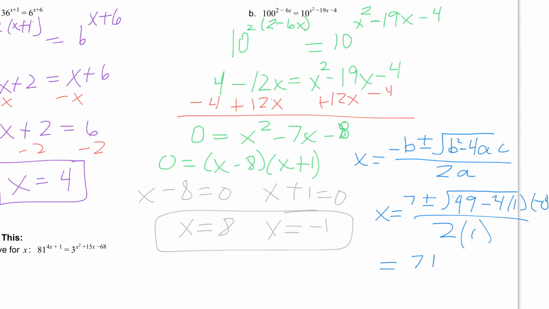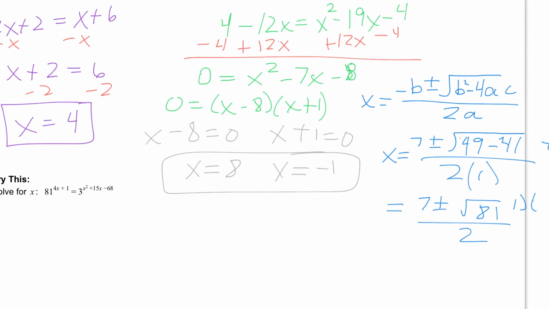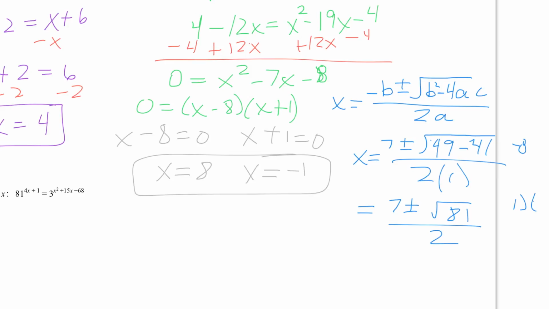So we get 7 plus or minus the square root of 81, divided by 2. The square root of 81 is 9. So we get 7 plus or minus 9 over 2. And if we do both of those, we will end up again with 8 or negative 1. As you look at the work involved with the quadratic formula compared to factoring, if you can factor it, it's going to be a lot quicker. So my advice would be to factor. But again, if it's not factorable, then you can go and use that quadratic formula.